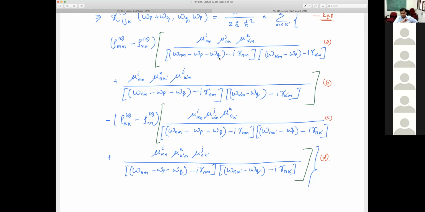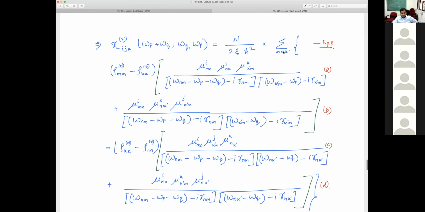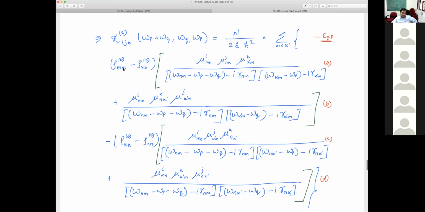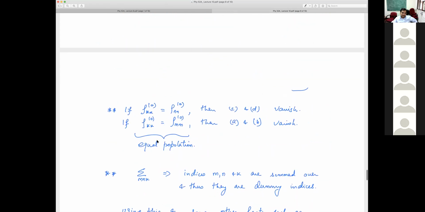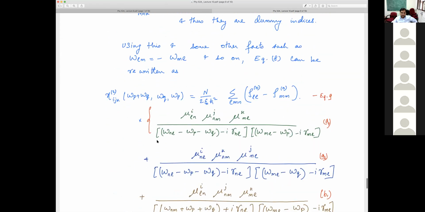Okay, so you can do some mathematical jugglery, because I have a lot of these indices which are summed over, which are dummy indices, etc. So I can do some minor mathematical jugglery, nothing fancy, just simple tricks. So instead of k index, I can change the index. Then mu mn and mu nm are related. Then omega nm is just minus omega mn. So using just these kinds of facts, I can do some tricks. And in fact, instead of two population differences, I can just write it in terms of one population difference also.